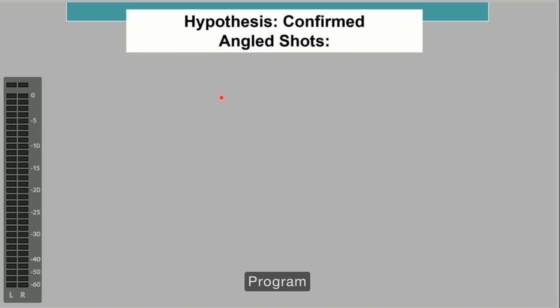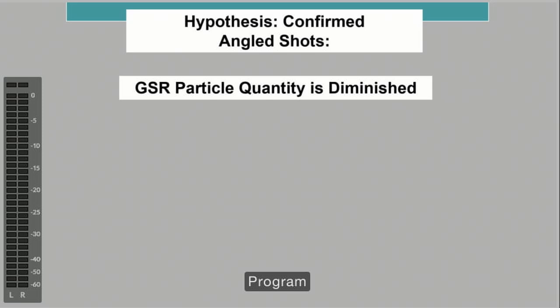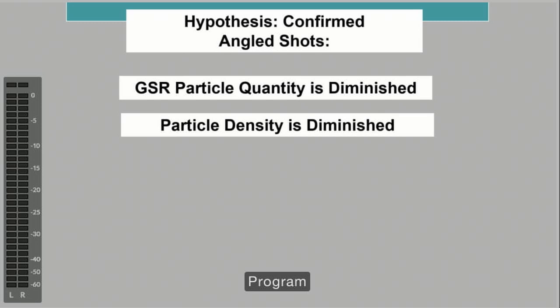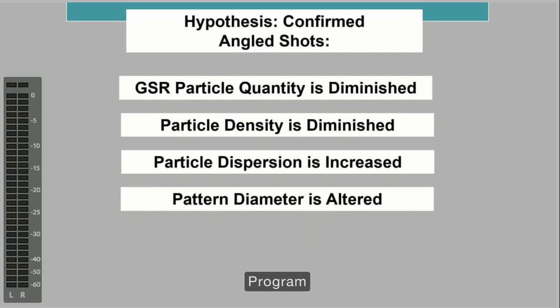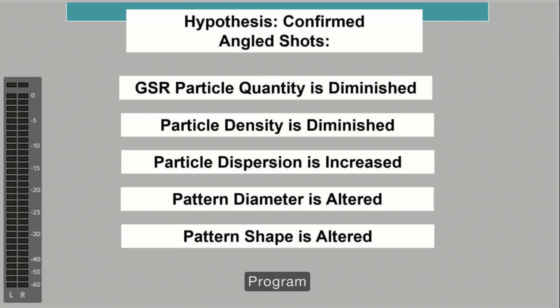So my hypothesis, back to the original hypothesis, I believe is confirmed. With angled shots, the GSR particle quantity is diminished. The particle density is diminished. The particle dispersion is increased. The pattern diameter is altered. The angled shots will alter the pattern diameter. Pattern shape is altered.